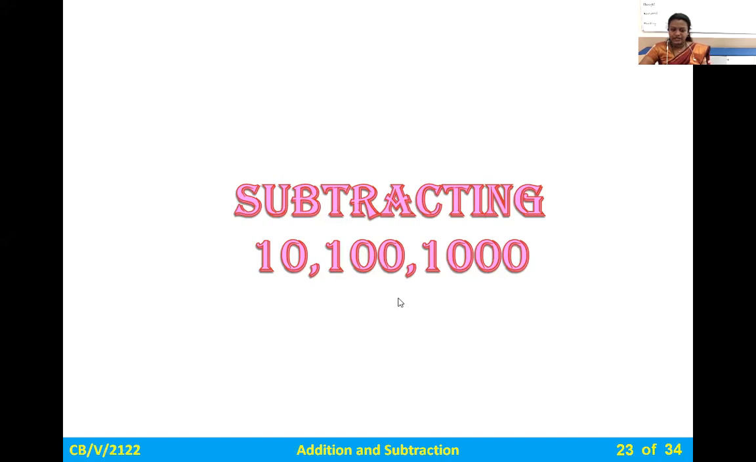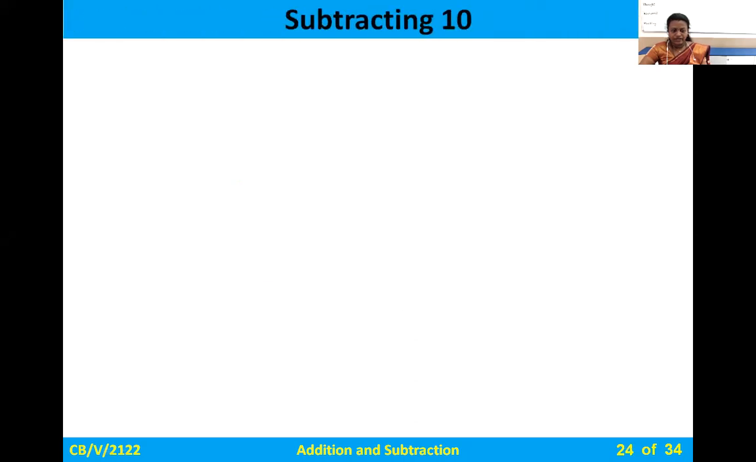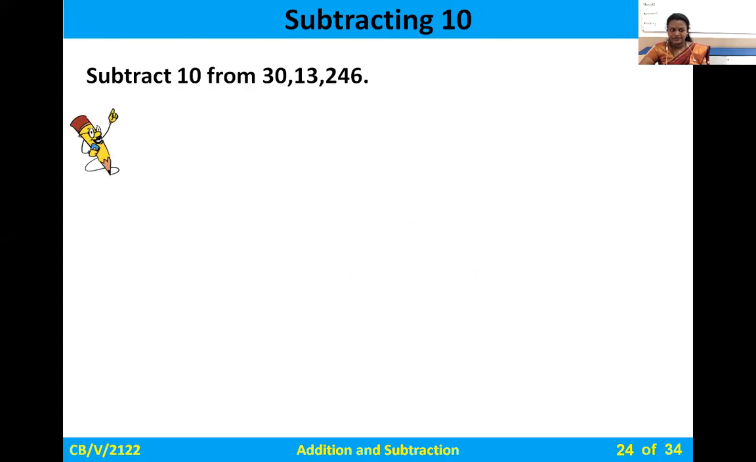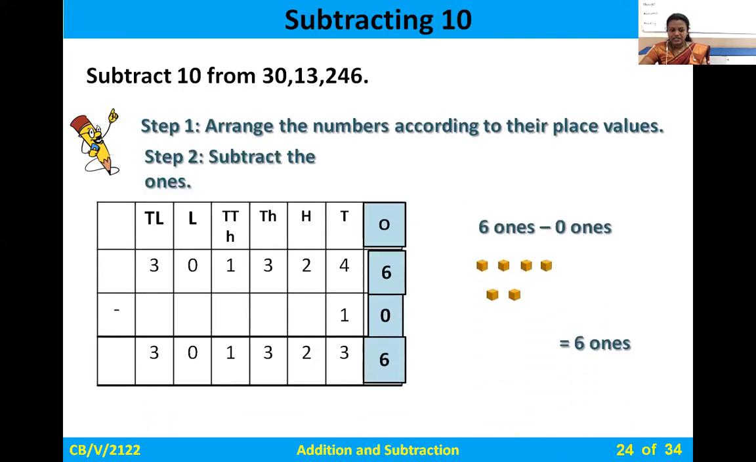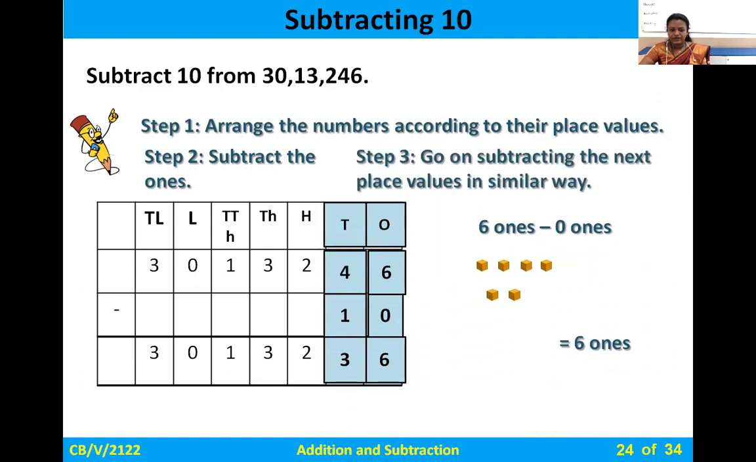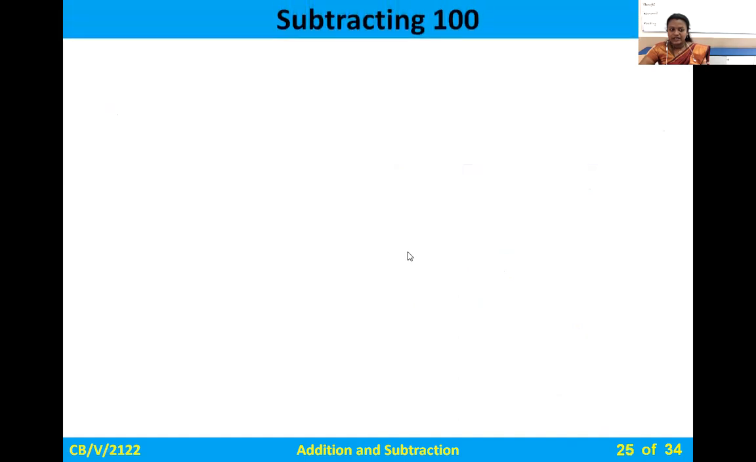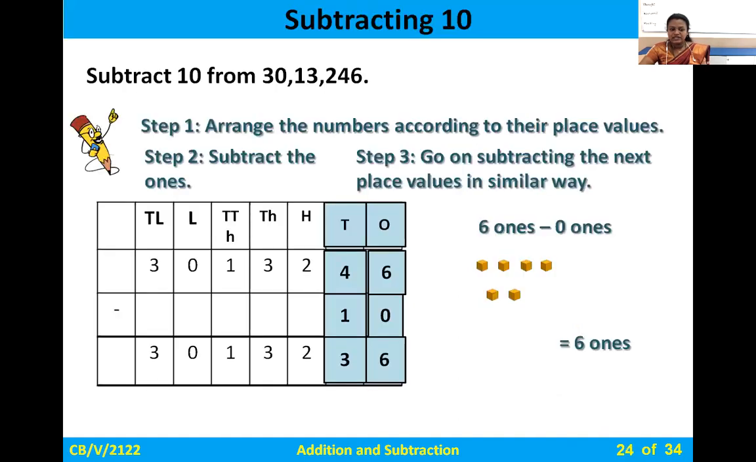Let's see subtracting 10, 100 and 1000. Subtracting by 10. If a number needs to be subtracted by 10, without performing actual subtraction, how can we get to the direct difference? We will first arrange the numbers according to the place value chart. As you can see here, 6 ones minus 0 ones is of course 6 itself. We have 4 minus 1, that is 3, whereas all the other digits remain the same. So here we learn that if we subtract any number by 10, the tens place will be reduced by 1.